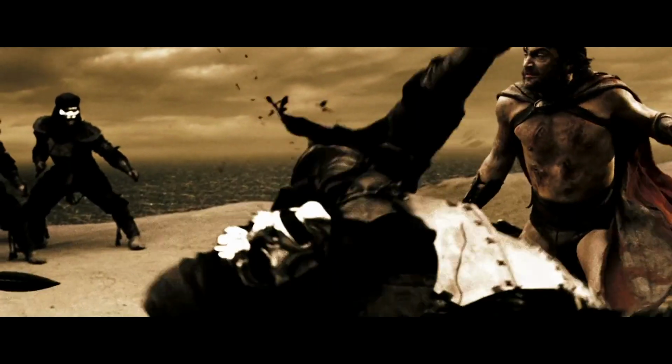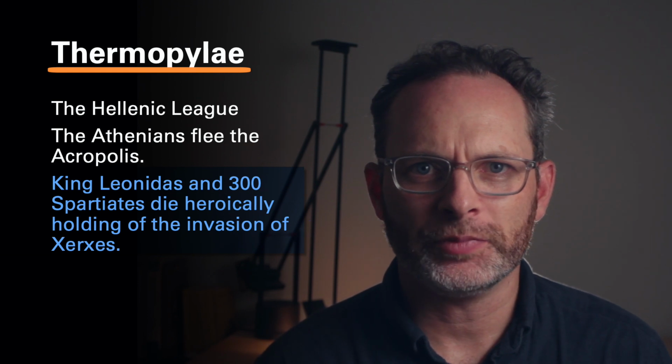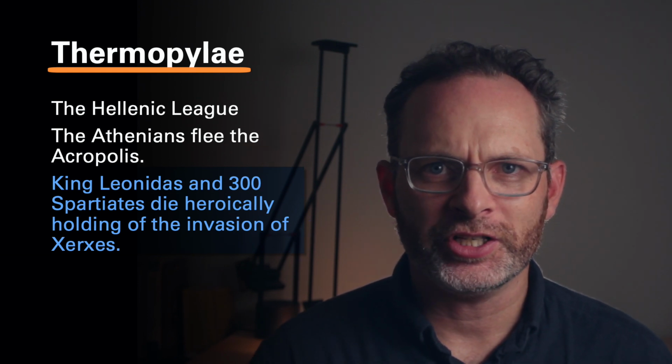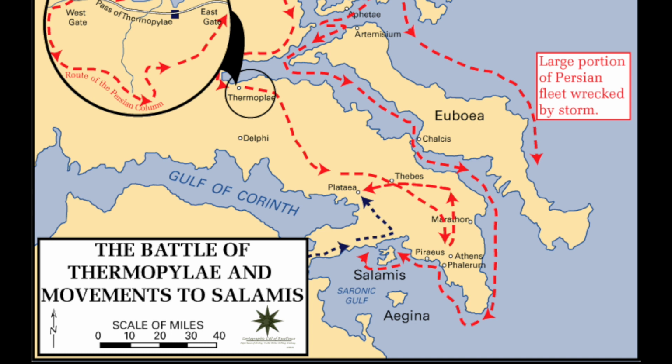After some indecisive fighting at the Hot Gates, a storm wrecks a huge number of Persian ships. Meanwhile, another Persian contingent tries to sail around the island of Euboea and come back up north behind the Greek fleet at Artemisium. This contingent, too, is wrecked south of Euboea in a storm.